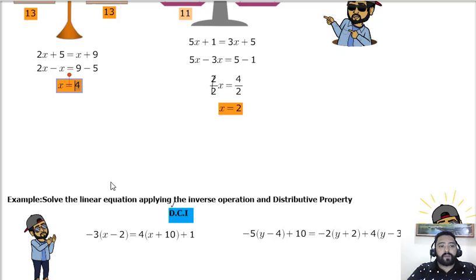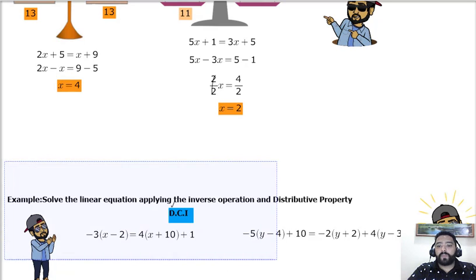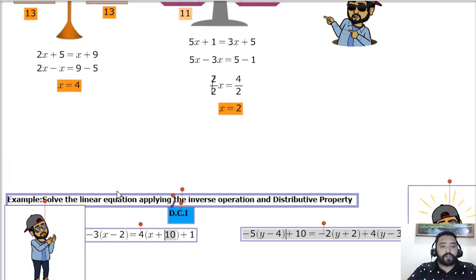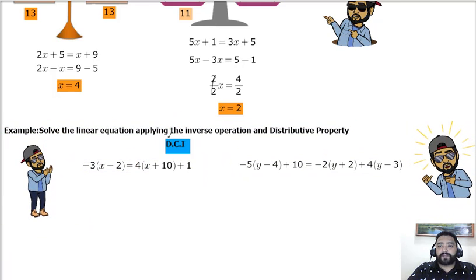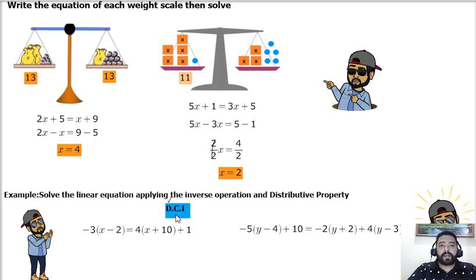Then I'm going to explain how to solve linear equations with the distributive property. And for this case, we are going to use DCI: distributive, combine, and inverse operation. Look at this. First, you're going to solve all the distributive property that you have in the expression. In this case, we have negative 3 times x and negative 3 times negative 2, 4 times x and 4 times 10. The 1 we only copy.